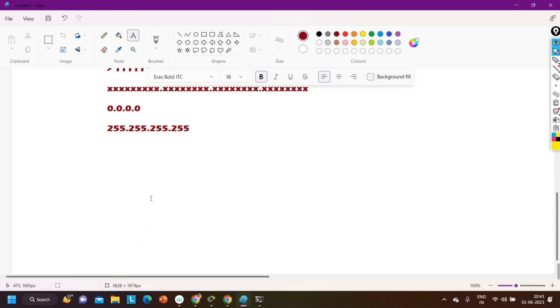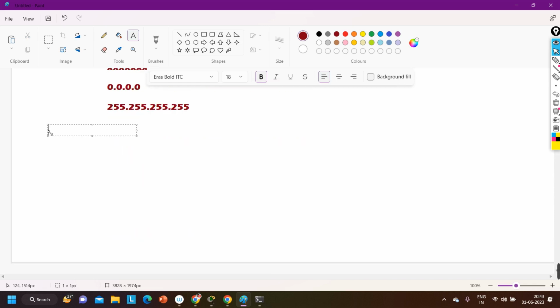Now we divide IP addresses into some classes: class A, class B, and class C. We divide IP addresses on the basis of the value present in the first octet only, because we have reserved 1 bit for class A, 2 bits for class B, and 3 bits for class C.